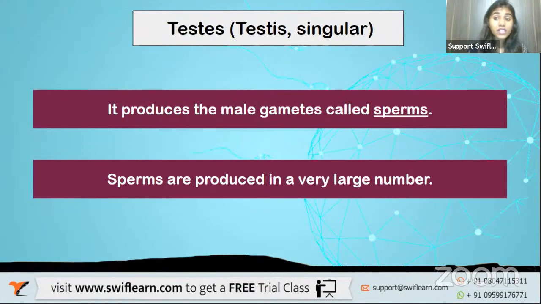Now, what are the functions of these different parts? Let us look into it. So first you have the testes. Testes is plural and singular is testis. Now, what is the function of a testis? The testis produces the male gamete, which is called sperms.